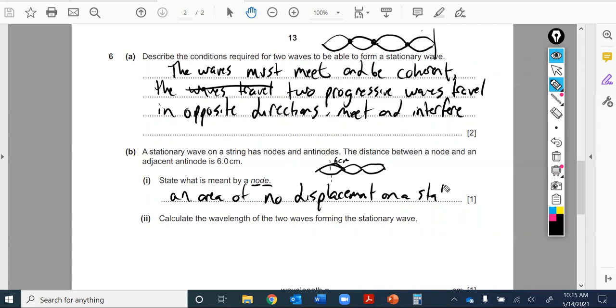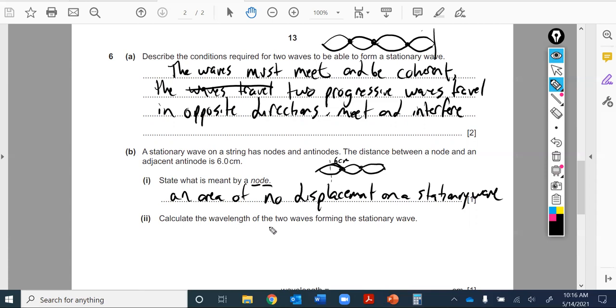on a stationary wave. We saw this word node with electricity. We said Kirchhoff's first law, all the charges going into a node come out of it. So it's also like a junction in a circuit. But in this case, it's this point right here, an area of no displacement.